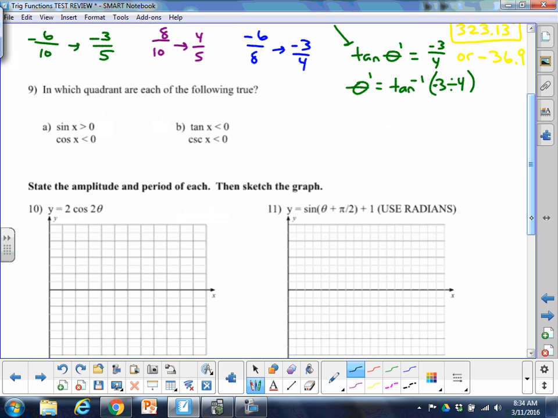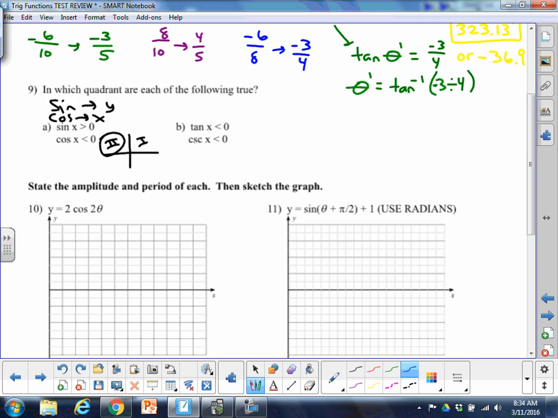Alrighty, number 9, quadrants. Where are we at? If the sine is positive, we need to remember the sine is the y values. So the y values are positive in quadrant 1 and quadrant 2. And the cosine is the x values. So where are the x values negative? Quadrant 2. So quadrant 2 is where both of those things are true.